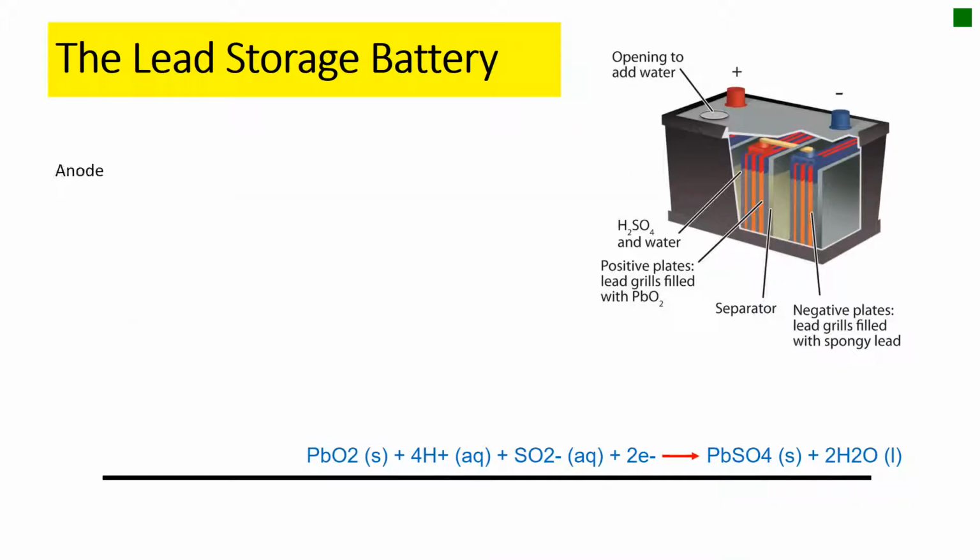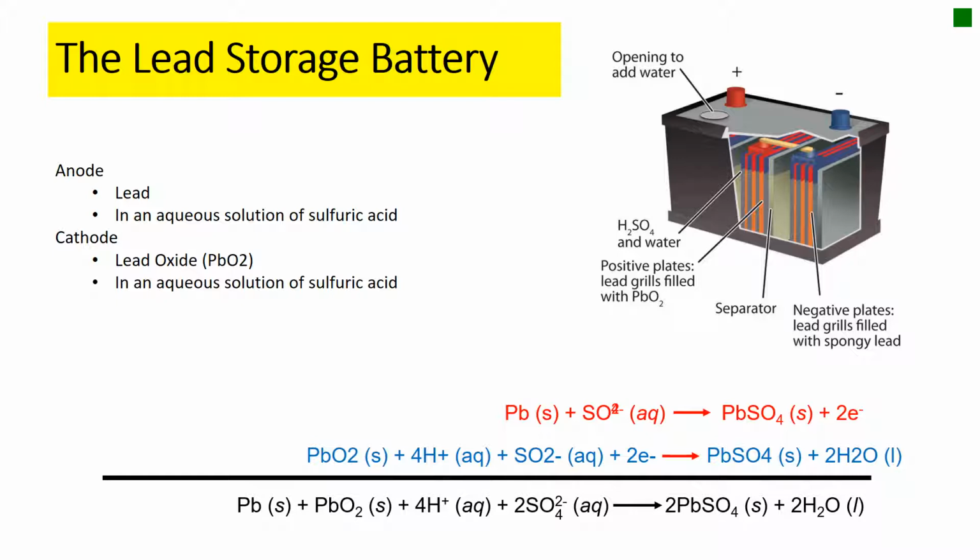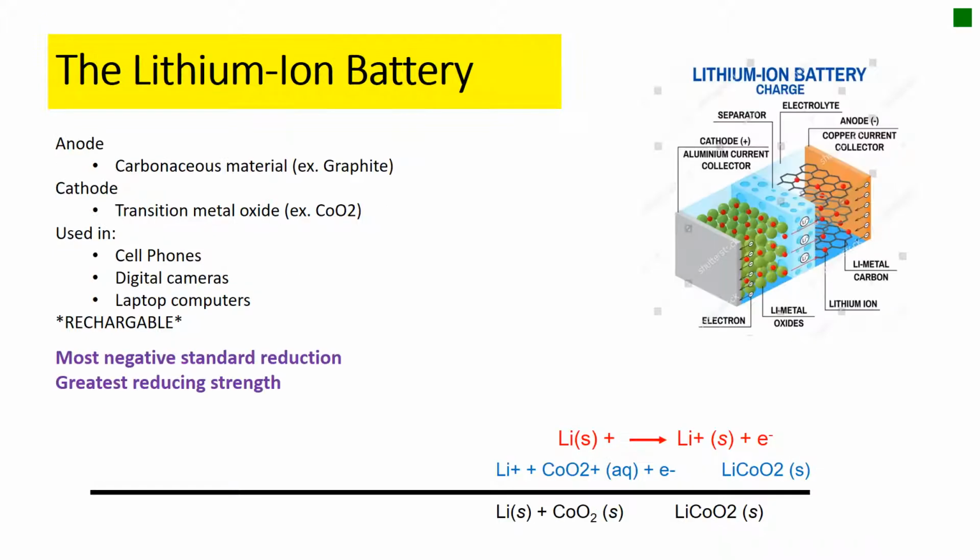Now we have the lead storage battery. The anode is the lead in an aqueous solution of sulfuric acid. Your cathode is the lead oxide in an aqueous solution of sulfuric acid. Here you have your anode, your cathode, and that's how you get your overall reaction. The lead storage battery is also used in automobiles, which have 6 cells, which means you have 12 volts, and they are rechargeable.